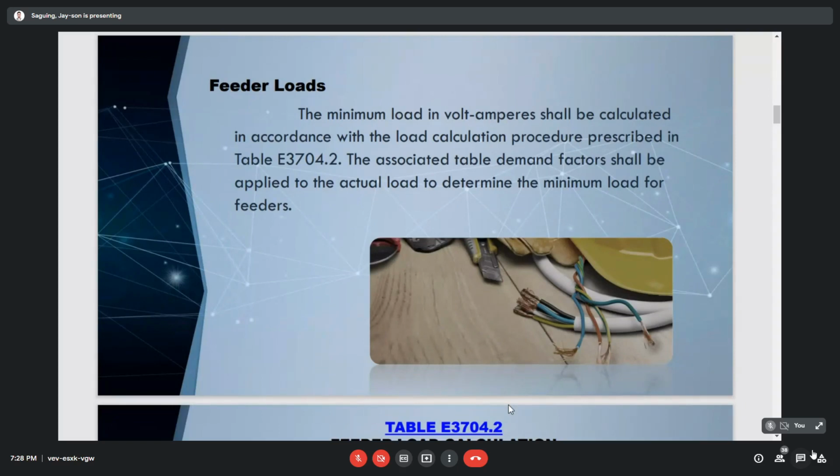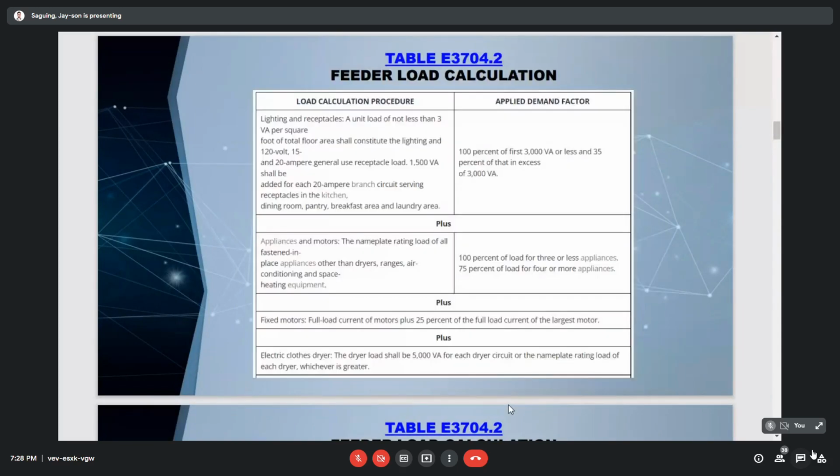Next, the feeder loads. The minimum load in amperes shall be calculated in accordance with the load calculation procedure prescribed in Table E3704.2. The associated table demand factors shall be applied to the actual load to determine the minimum load for feeders. So this is the feeder load calculation.